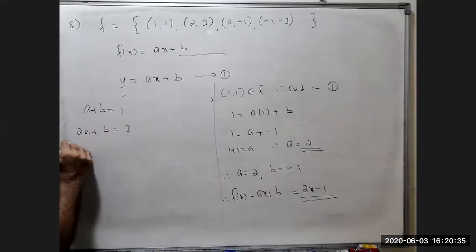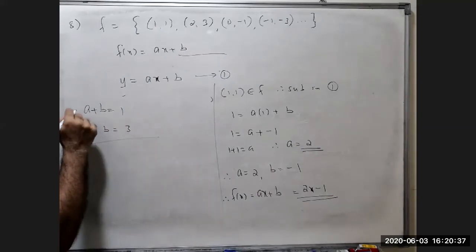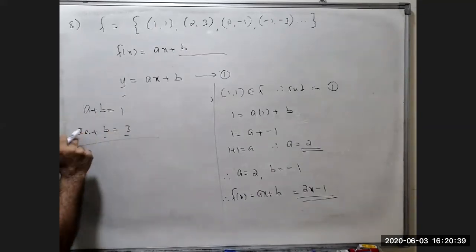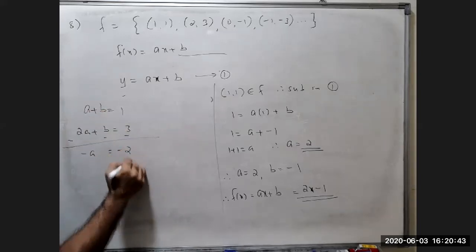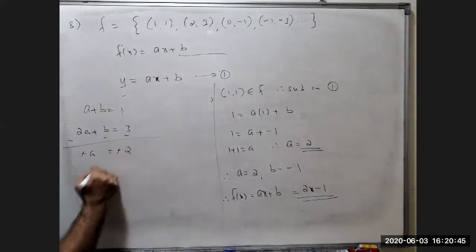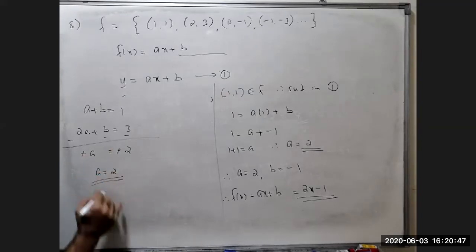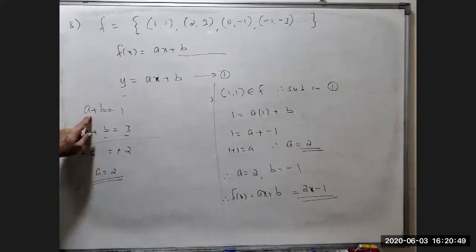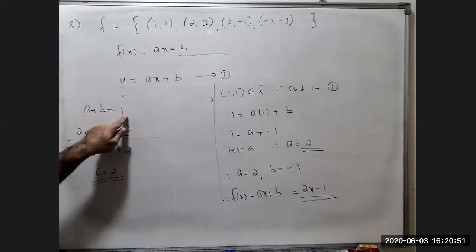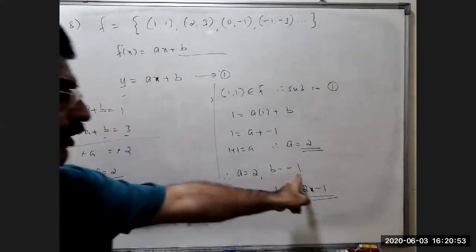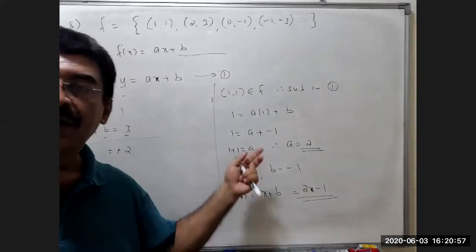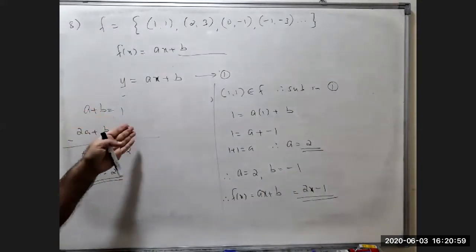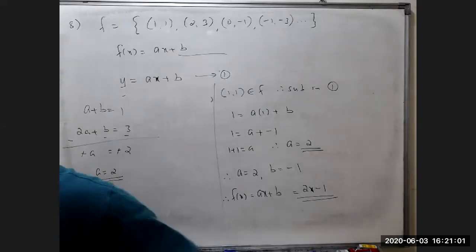Now we know how to solve these two equations. Subtracting: a minus a is minus a, b minus b cancels, 1 minus 3 is minus 2. So a is equal to 2. Substitute a is equal to 2 here: b plus 2 is 1, so b is 1 minus 2, minus 1. Again, we got the same thing. Whereas if you are including 0, we get one value directly. That will be more easy.